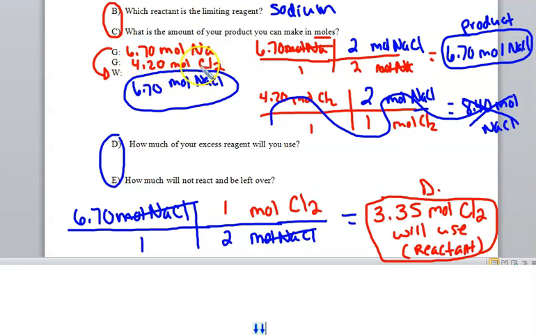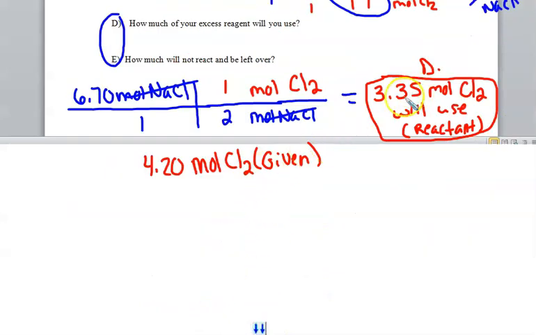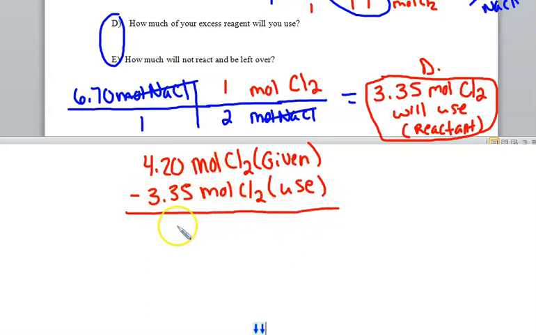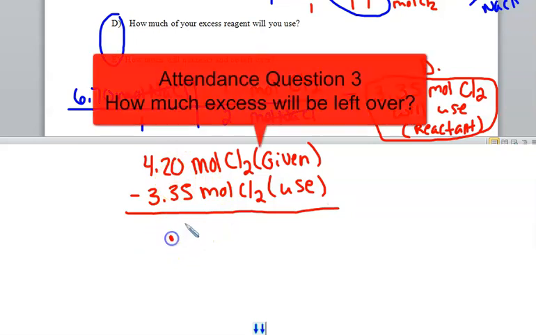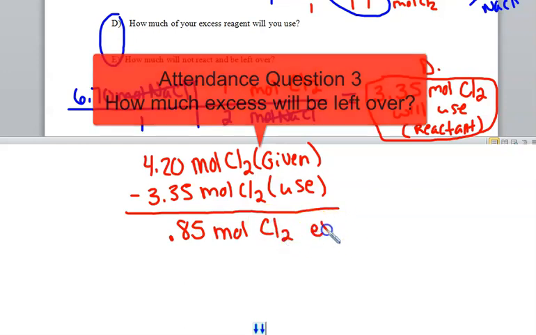But I know I have excess of chlorine. So go back to the given, and I'm going to say 4.20. I'm answering letter E right now. Moles of chlorine. Okay, so that was given. That's how much you started with. It's like money. You had $4.20, and you're going to use 3.35 moles of chlorine. That's how much it's going to cost you. You had 4.20, 3.35, and I'm not worried about sig digs here. It's technically a subtraction rule, so you use decimal places. So 0.5 moles of chlorine is what's going to be extra.